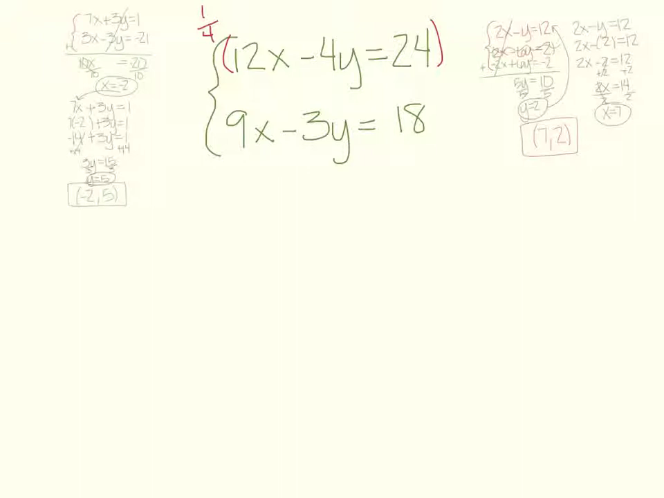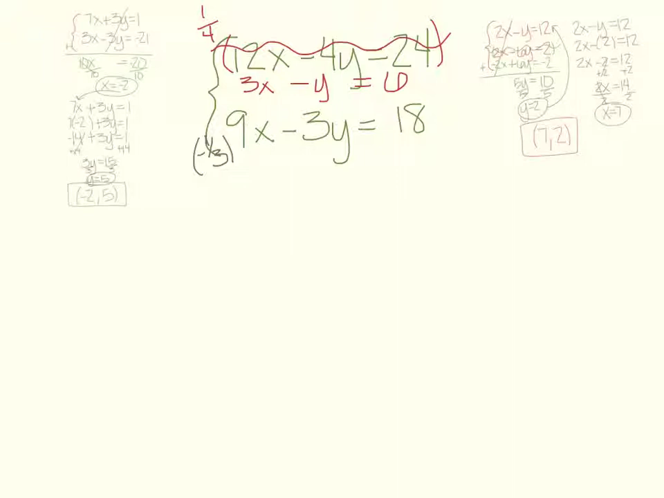1/4 times 12x is 3x. 1/4 times a negative 4y is negative y. And 1/4 times 24 is 6. So I'm finished with that equation. Now I'm going to do the same thing with this bottom equation, but since I want to eliminate the x term, I need this 9x to be a negative 3x. So in order to do that, I'm going to multiply this bottom equation by a negative 1/3.